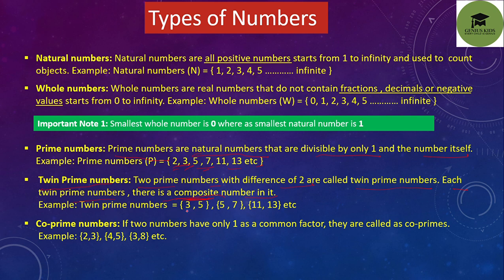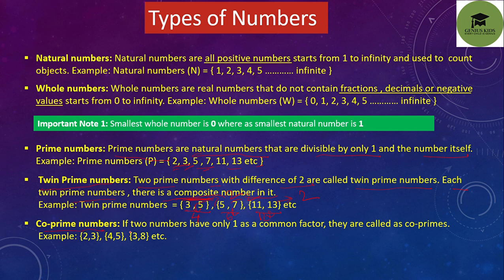The twin prime examples are 3, 5; 5, 7; 11, 13, etc. In 3 and 5, the composite number is 4. For 5 and 7, it is 6. For 11 and 13, it is 12. The difference between 11 and 13 is 2, between 5 and 7 is 2, and between 3 and 5 is 2. So these are the twin prime numbers.